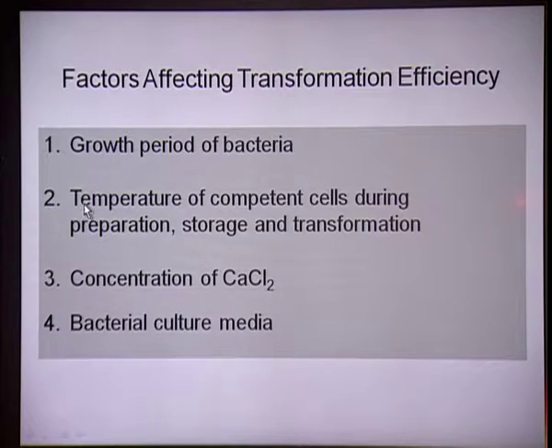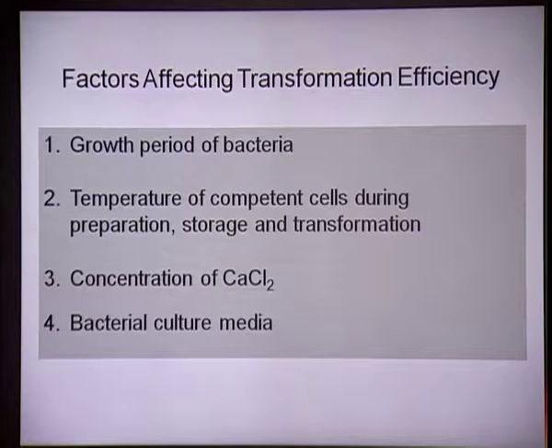The second factor that plays an important role in regulating transformation efficiency is the temperature of competent cells during preparation. While preparing competent cells, the temperature should strictly be maintained below 4 degrees centigrade. The third factor is the concentration of calcium chloride. Usually, the method of choice is to use 100 millimolar calcium chloride to make the cells competent.